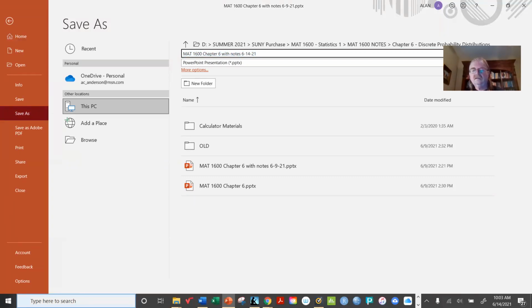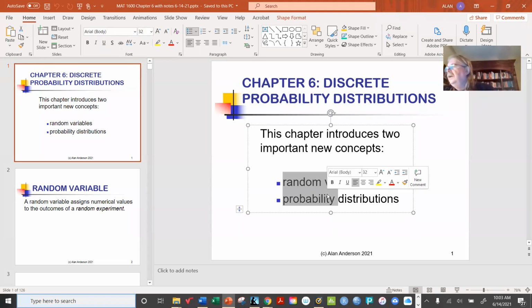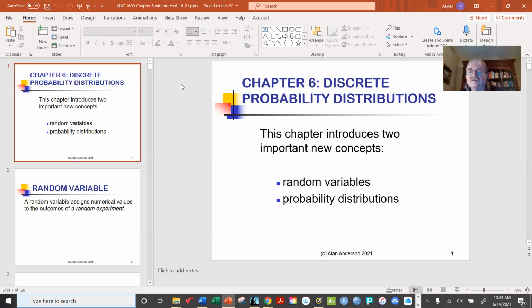Today's the 14th. All right, so just quickly, we introduced the concept of the random variable and the probability distribution, which we'll be using throughout the rest of the course. In fact, many of these chapters are dedicated entirely to different types of probability distributions.